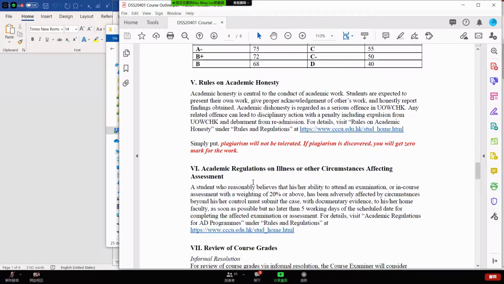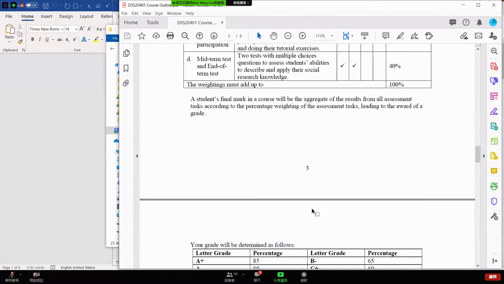Another one is the academic regulation on illness or other circumstances affecting assessment. For example, you missed the test. So what will you do? You need to submit your application within 5 working days. You need to produce evidence like a medical certificate to the General Office of the Faculty of Social Science. Remember, that's no later than 5 working days. That applies to 20%, as you can see in the assessment.